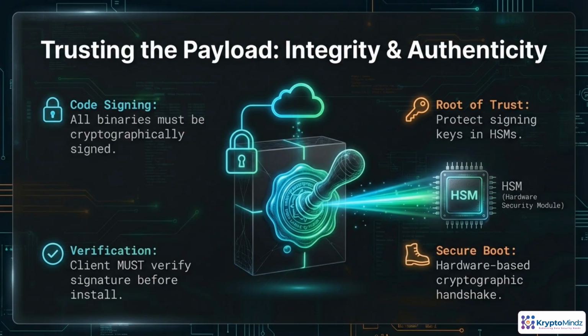When we talk about trusting the payload, we're really asking two things. Did this code come from the vendor, and has it been altered? Code signing answers both. Binaries are signed with a private key kept in a hardware security module, forming a strong root of trust. Clients then verify signatures at install, often enforced by secure boot before any code runs.